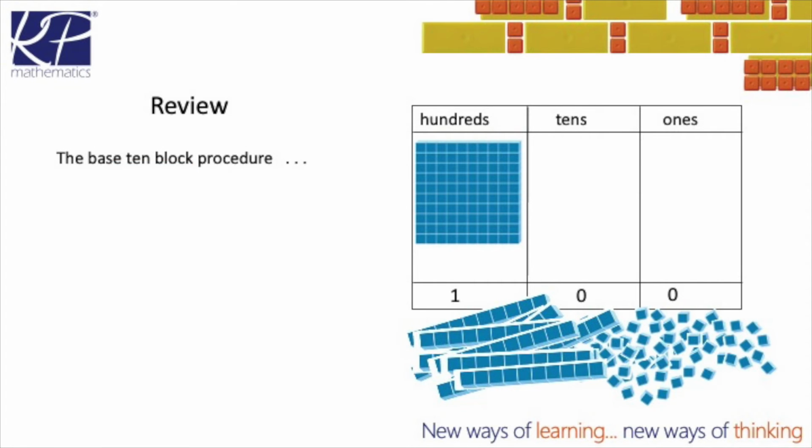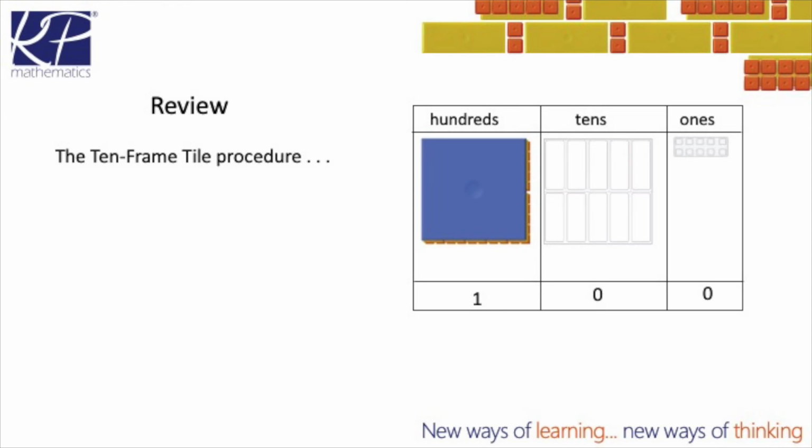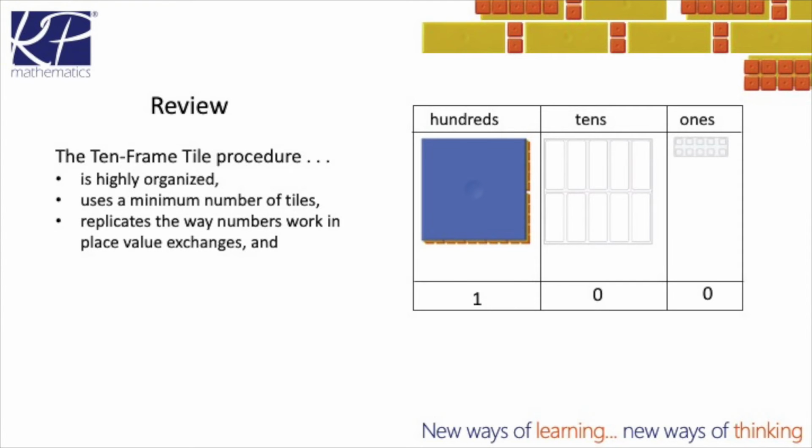To review, the base 10 block procedure is messy and disorganized, creates 110 discarded blocks, misrepresents the way numbers behave in place value exchanges, and produces a total, a flat, that does not incorporate the counted pieces. The 10-frame tile procedure, on the other hand, is highly organized, uses a minimum number of tiles, replicates the way numbers work in place value exchanges, and includes all the counted pieces in the tile of 100.